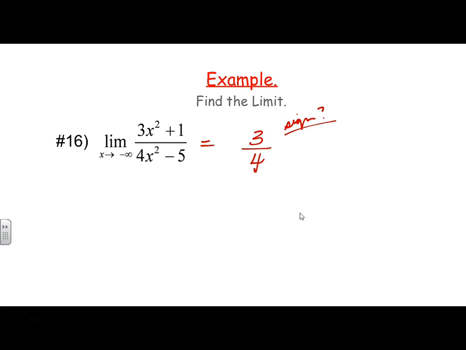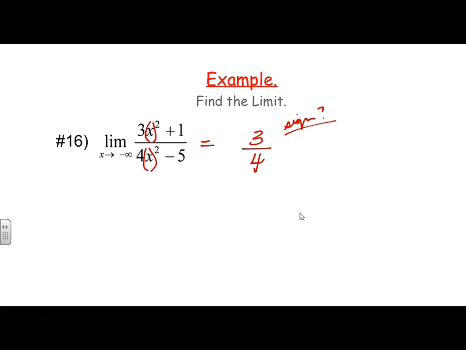That's when you plug in, let's say if we did use negative infinity, the square would make it positive. I plug in negative infinity squared times 3 plus 1. Ever bigger negative numbers squared are still going to be positives, right? How about the bottom? Ever bigger negative numbers squared, positives, times 4. Super big, minus 5. The 5 can't take away.